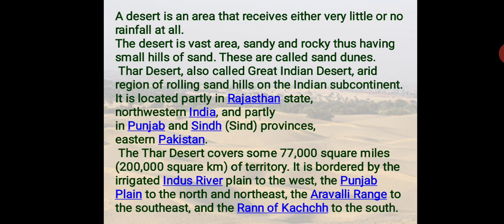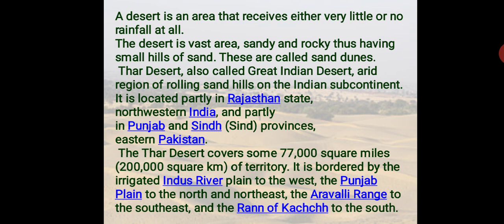The Thar Desert, also called the Great Indian Desert, is an arid region of rolling sand hills on the Indian subcontinent. So, in the Indian subcontinent, the name of the desert we find is the Thar Desert, or another name of this desert is the Great Indian Desert.